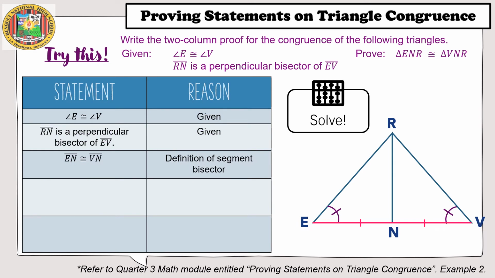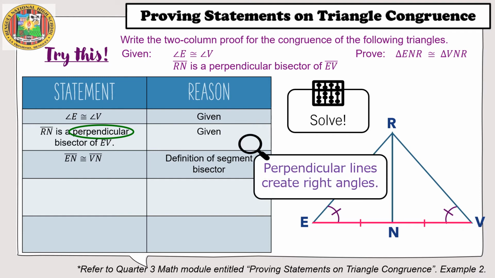For our fourth statement, we still look at the implications of the second statement. Since segment RN is perpendicular to segment EV, and perpendicular lines create right angles, that means the angles at their intersection, angles ENR and VNR, are right angles. Our reason for that is based on the definition of perpendicular lines.